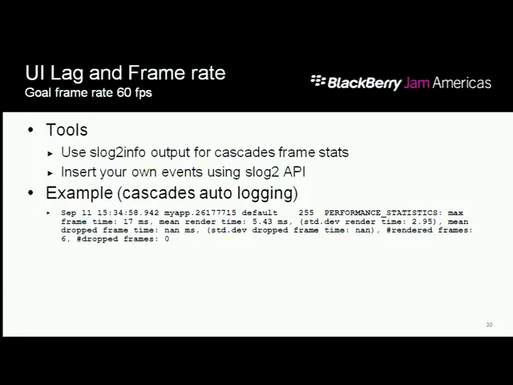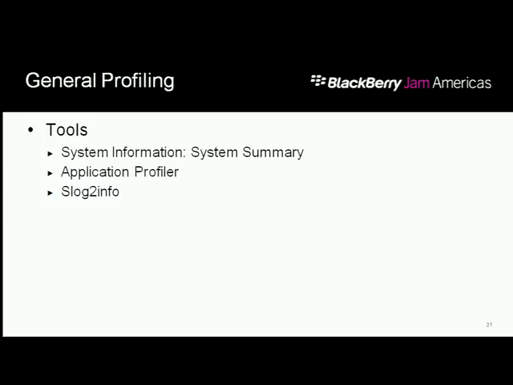So in general, if you want to go deeper into the profiling, we have a few tools. One of them is system summary, which just shows you overall performance and how much CPU your application process is using. And the application profiler allows you to go deeper and actually see for each function how much time it took.